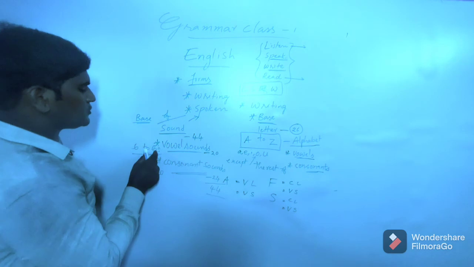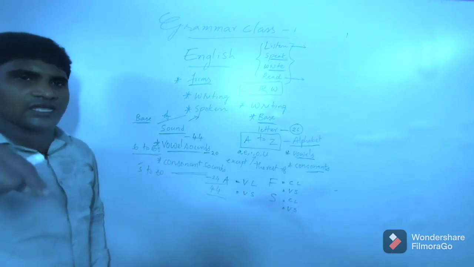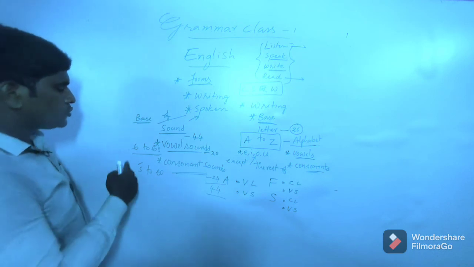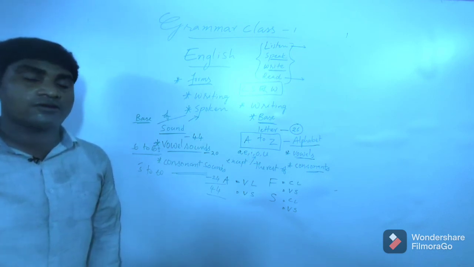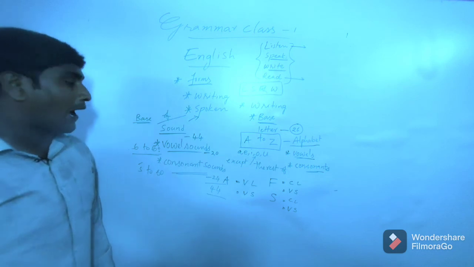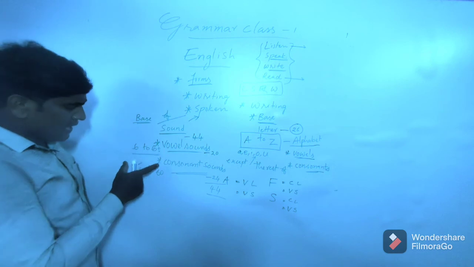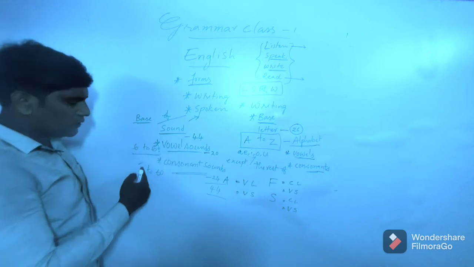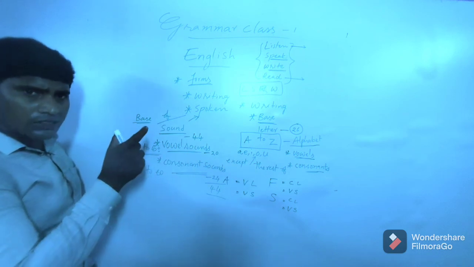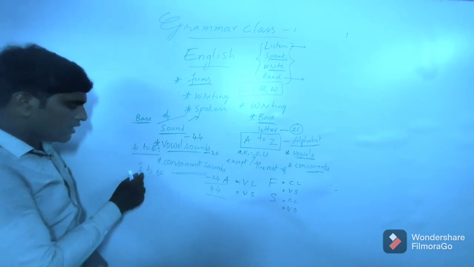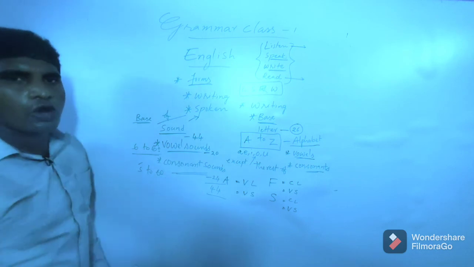So what do vowel sounds mean? As we are Telugu natives, if we take Telugu as a base language, in Telugu sounds we have A to AHA sounds. These sounds we call vowel sounds. And other than A to AHA, the rest of the sounds from KA to BANDIRA, all the sounds which are in the middle of KA and BANDIRA, are considered consonant sounds.